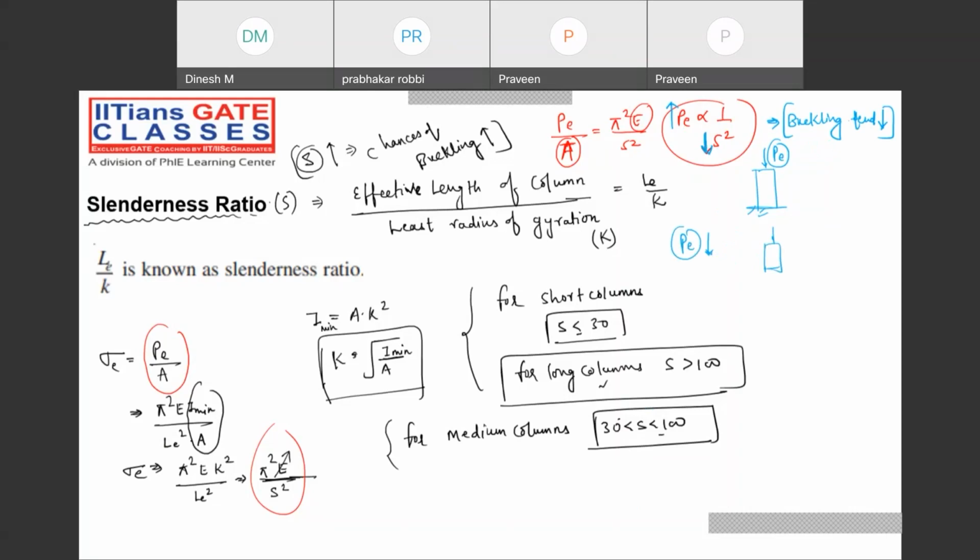Just think in that way practically. If the slenderness ratio decreases, then the amount of load that can be carried by this column, the buckling load, that is the Euler load P_E, will also increase. That means a larger amount of load can be applied, but buckling will not happen. That means buckling tendency will decrease, right?